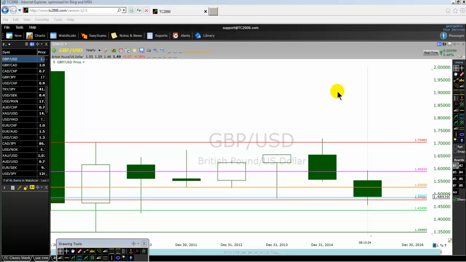How I draw my key support and resistance levels like a pro.